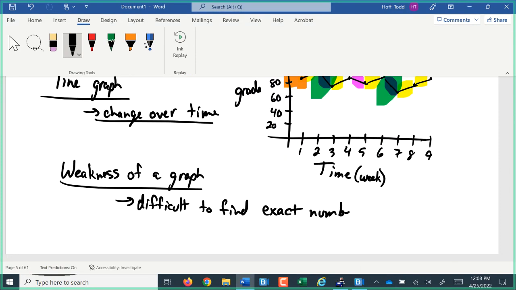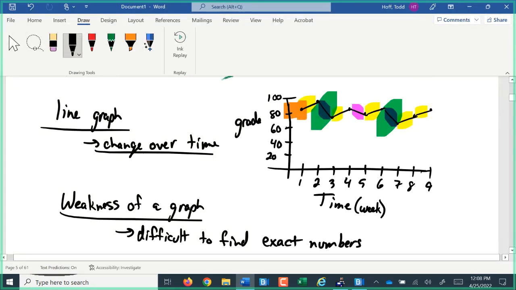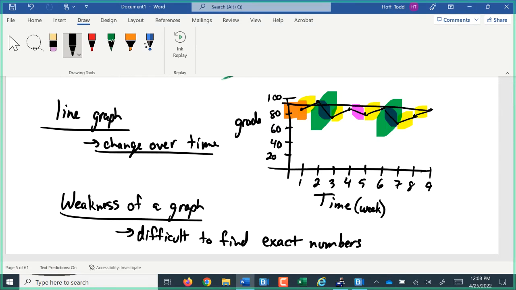Unless you have a very small frequency, so maybe your frequency only goes up to 5, then you might get exact numbers off the graph. But here, when we're going from 0 to 100 as our possible values, it's very difficult, especially these points over here, to try to trace those back and get what the exact value was.